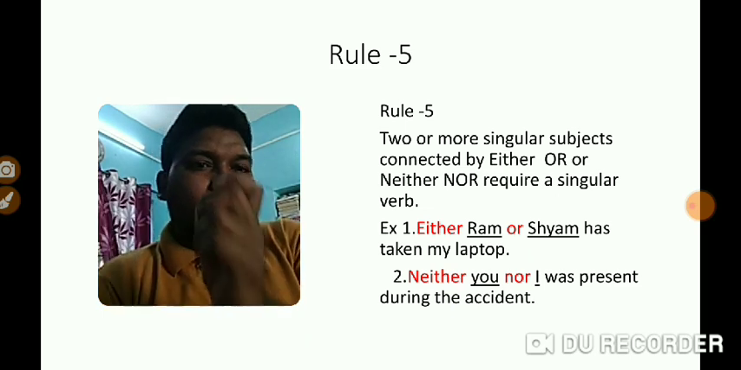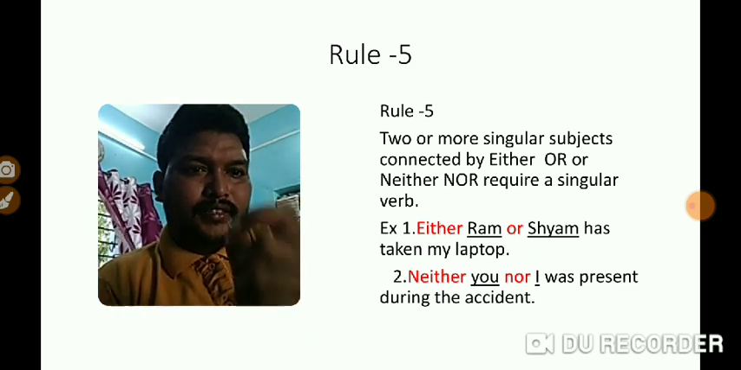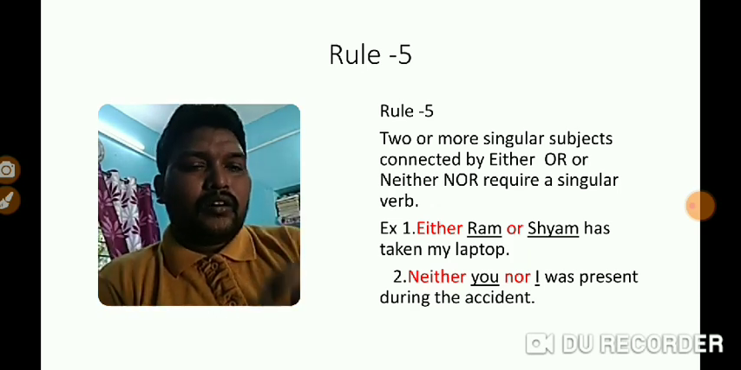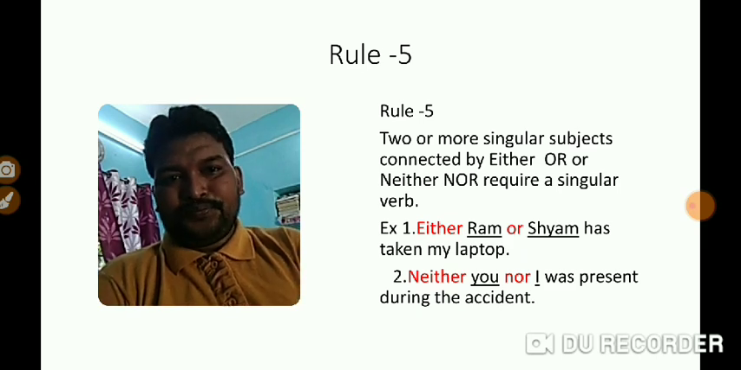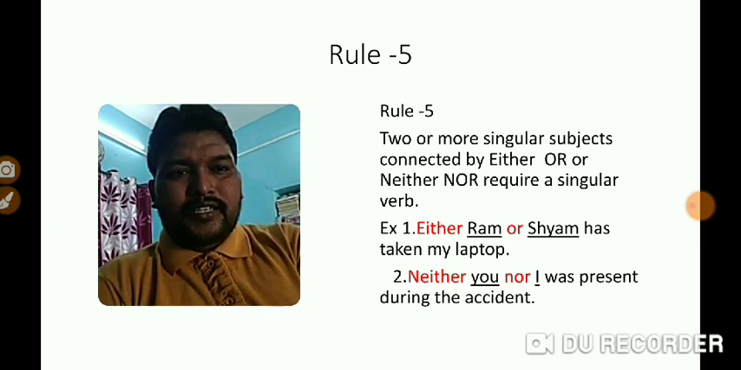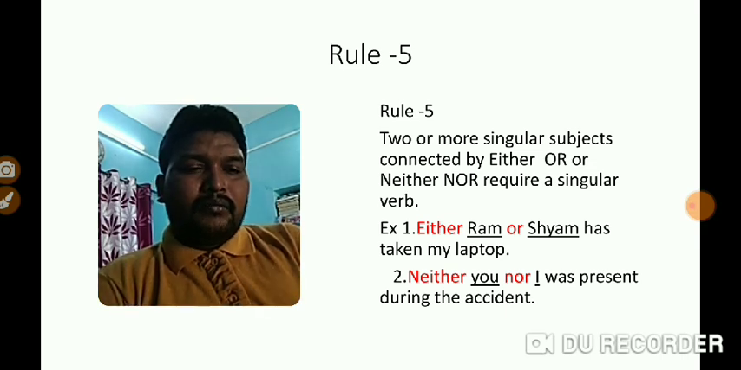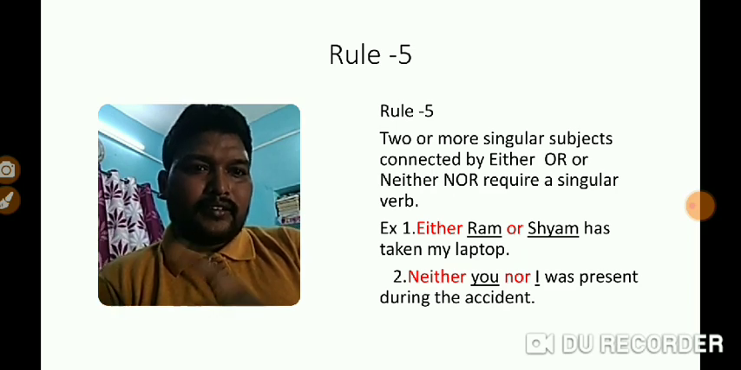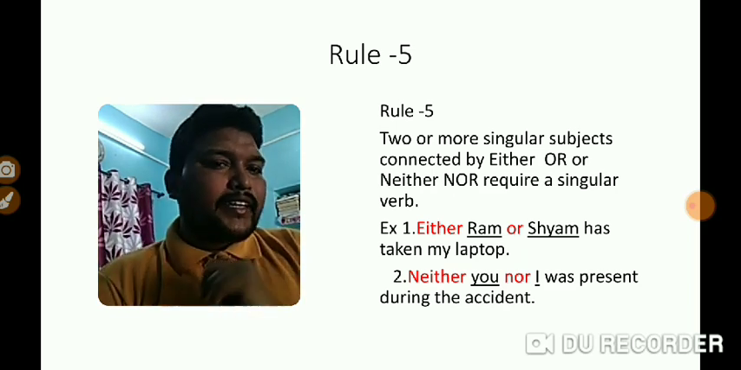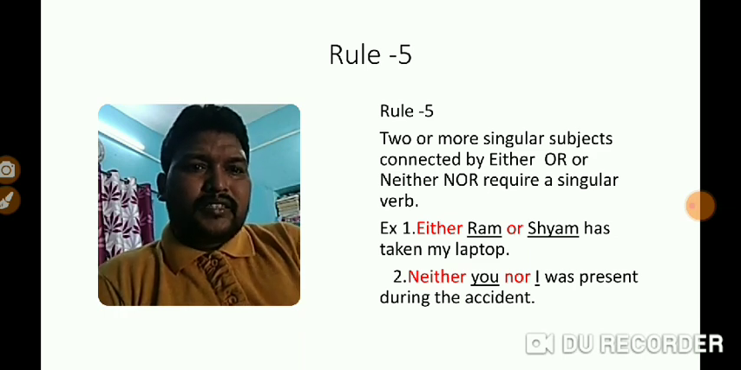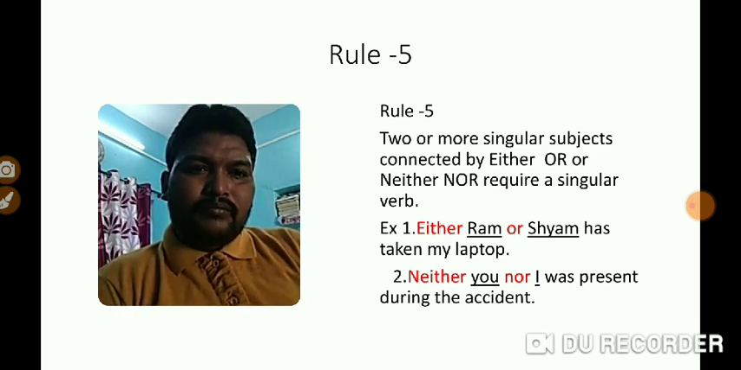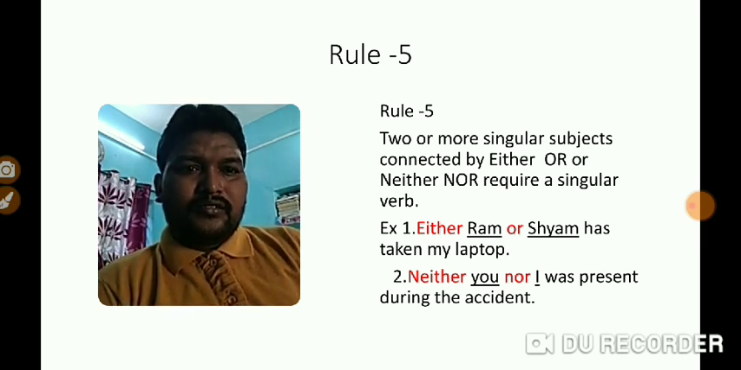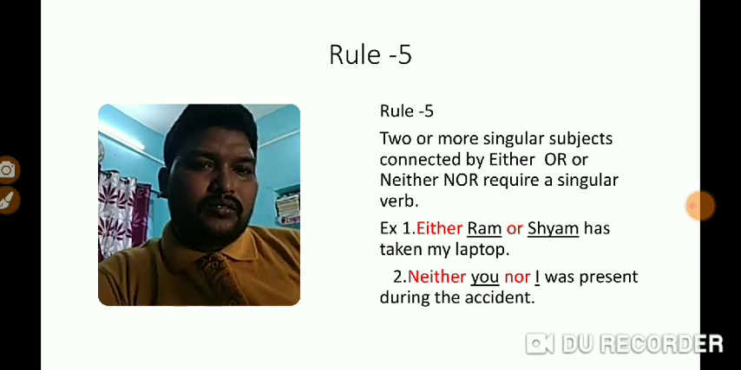In case you find either-or or neither-nor in the sentence, then be sure that in that particular sentence the verb will take the singular form. I hope it's clear. Let's take some examples here. Either Ram or Syam has taken my laptop. Why does this happen? It means that either Ram has taken your laptop or Syam has taken your laptop. Clear? So that's why we use a singular verb here.